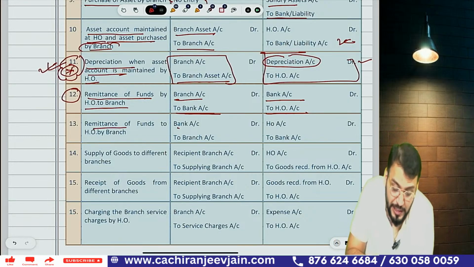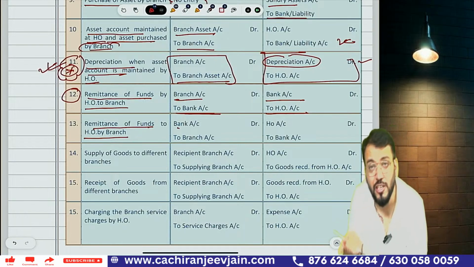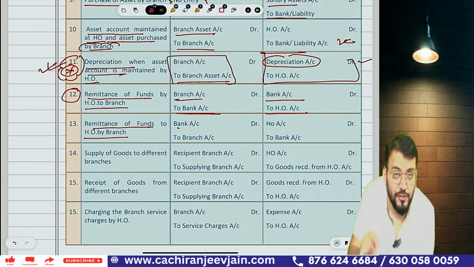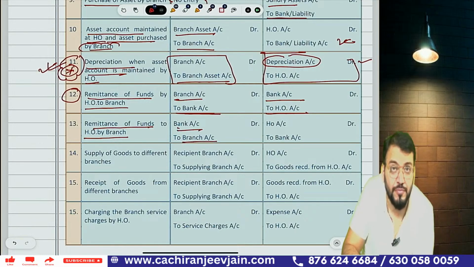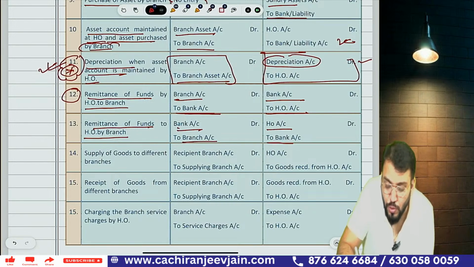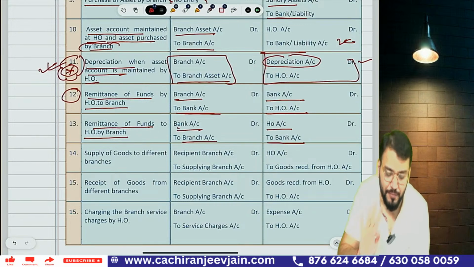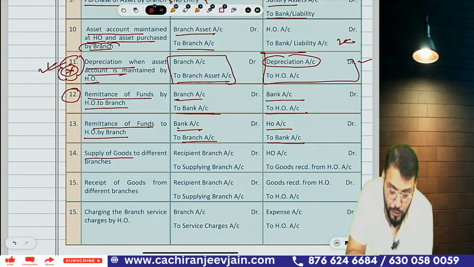Simple. Remittance of fund by branch to HO. So branch has transferred cash to HO. So cash will increase. So cash or bank account debit to branch, and in this case cash or bank will decrease. So it is HO account debit to cash or bank. Very simple. Now supply of goods to different branches.